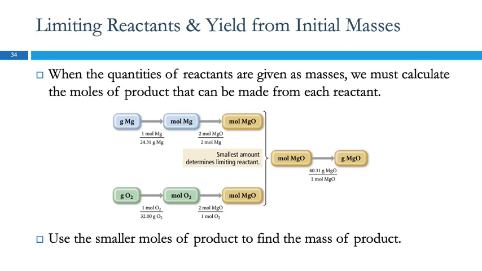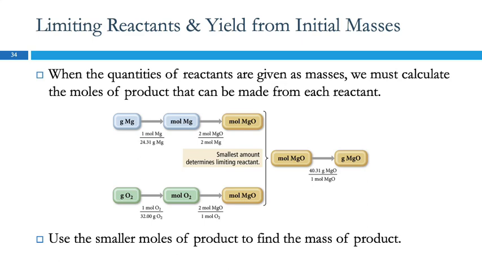So when we get quantities of reactants given as masses, which is more typical than molecules, we need to calculate how much product we can make from each reactant. And then we're going to use the smaller amount. So this is how your book shows it, and this is entirely valid. It's a fine way to do things.